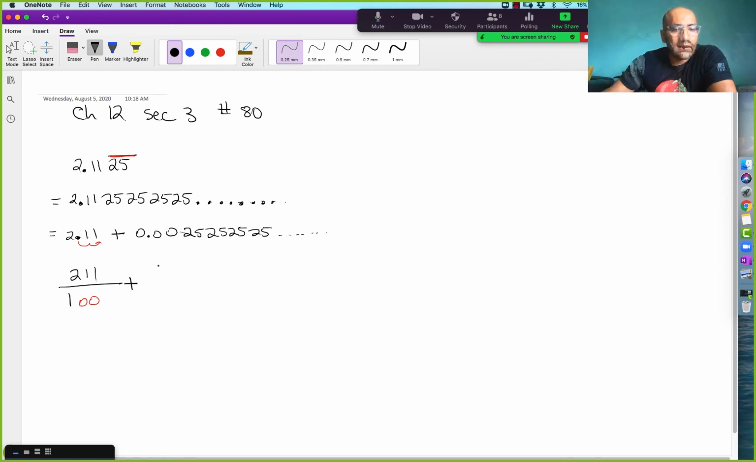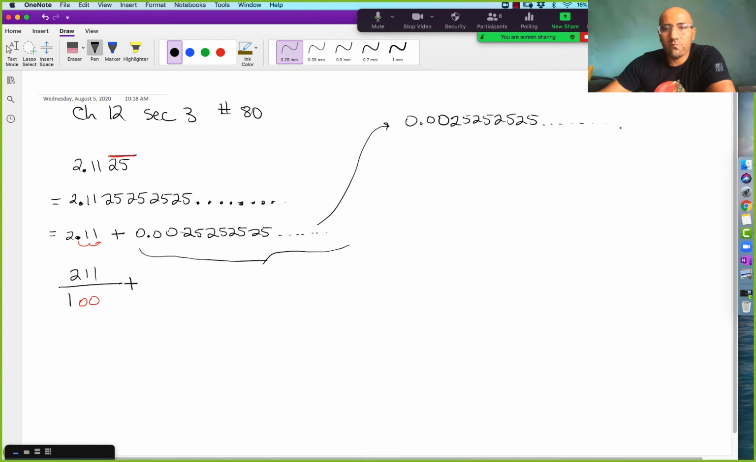Now, the next part. We need to come up with a way of expressing this whole thing as a simple fraction. Once I do that, I can get common denominators and come up with one simple fraction and I'll be done. So in order to figure that out, I'm going to go off to the side and just work with this infinite decimal: 0.00, two spaces, and then 2, 5, 2, 5, 2, 5, 2, 5, forever.